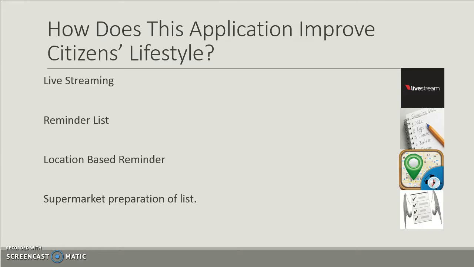Through the use of the live stream feature, this helps citizens to have knowledge of the contents within their pantry and fridge whilst off-site and not having to rely on memory. Also, through the use of the reminder list, this helps citizens to capture and log the items needed from the grocery in a list that can be recalled when needed.